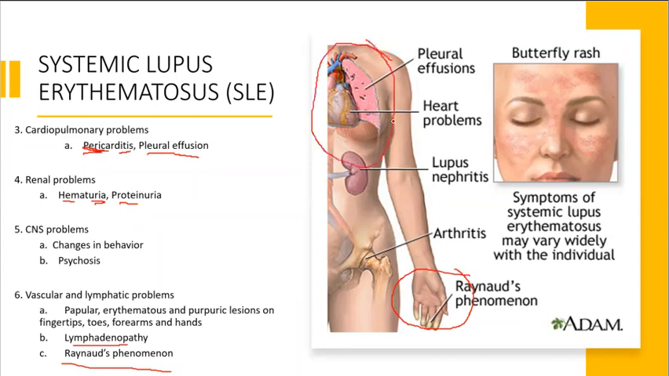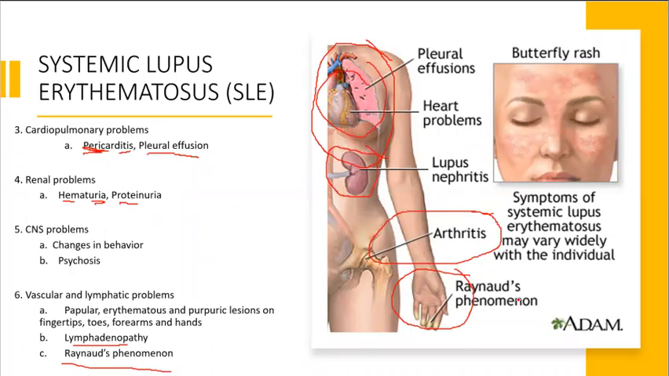When we see fluid building up within the pleural space, we also said they could have heart problems, where we talked about pericarditis. We said it could also affect the kidneys, or renal problems, where we'll see hematuria, proteinuria. We also said there will be musculoskeletal problems, your polyarthritis or myalgia and all of that. And we talked about the butterfly rash and our Raynaud's phenomenon.